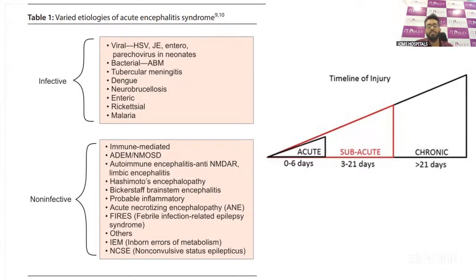This typically follows a fever episode. The child will have refractory seizures. So this entity with seizures can also sometimes have altered sensorium with it. So it's a common differential diagnosis in the category of AES.